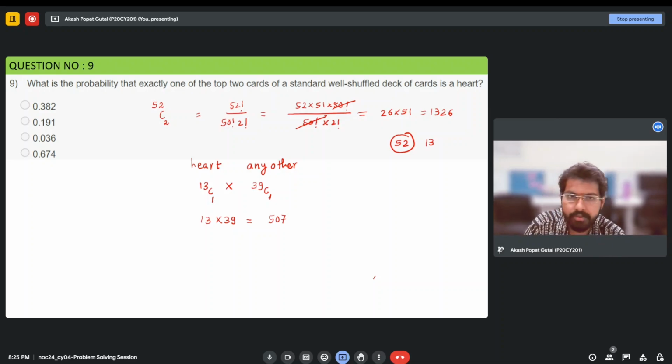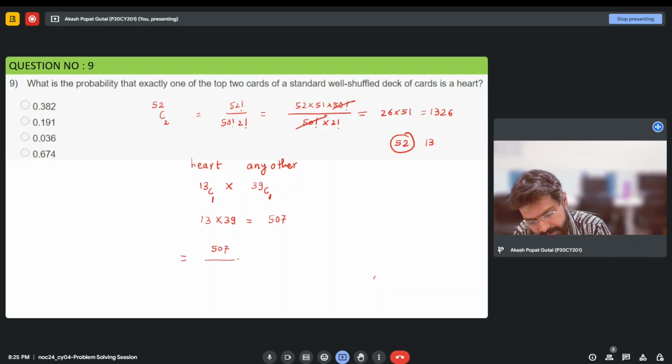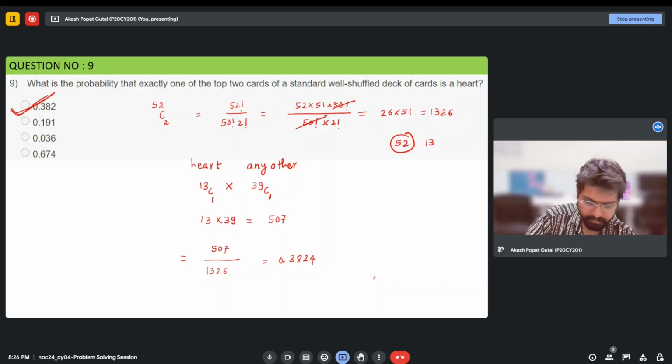So we just need to calculate the probability, and the probability is the number of possible ways of getting two cards with exactly one card being a heart, divided by the total number of possibilities, 1326. If you do it, you get 507 divided by 1326, which is 0.3824, and that answer is option A. Okay.